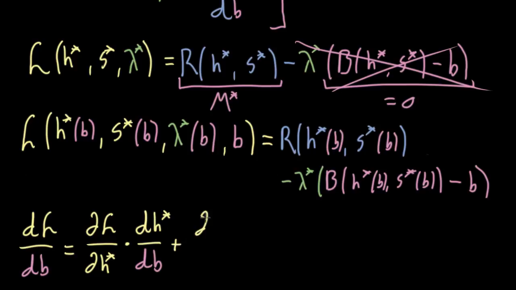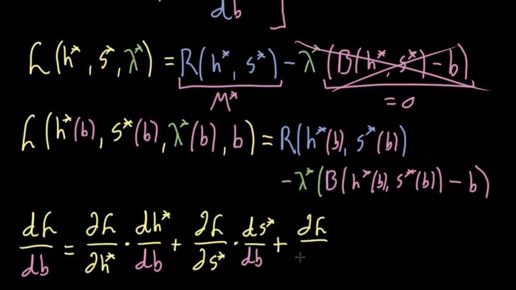And then we add in the partial derivative of L with respect to that second variable, S star, multiplied by the derivative of S star with respect to b. You can see how you really need to know what the multivariable chain rule is, right? This would all seem kind of out of the blue. So what we now add in is the partial derivative of L with respect to lambda star, multiplied by the derivative of lambda star with respect to little b.